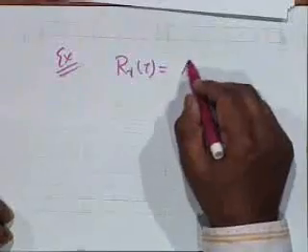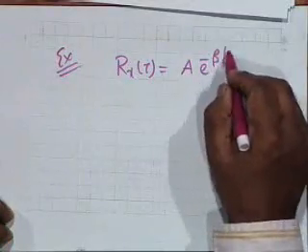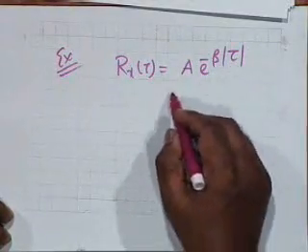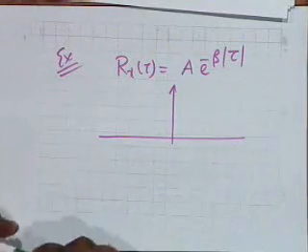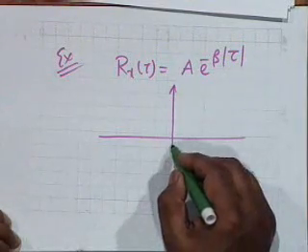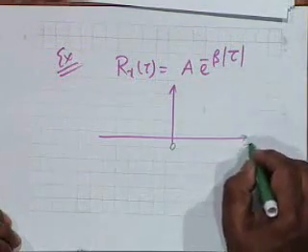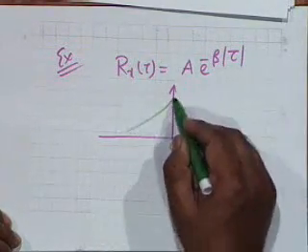Let's take a few simple examples. These are the usual examples that one takes. One is that Rx of tau is, let's say, a e to the power minus beta mod tau, which means that the plot of Rx of tau at tau equal to 0 shall be discontinuous. Okay, this is tau, it shall be discontinuous like this.